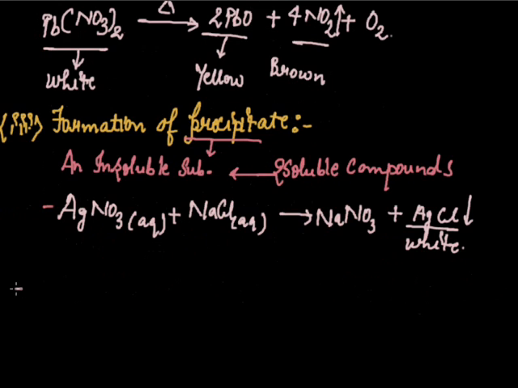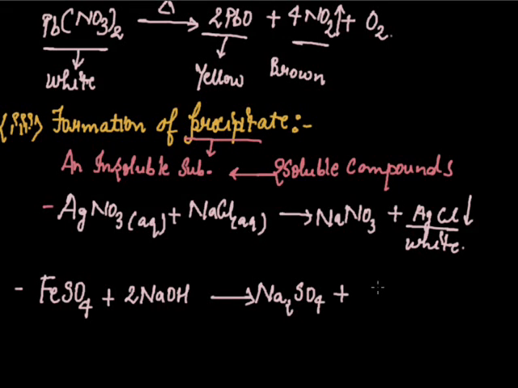If we see another reaction, ferrous sulfate reacts with sodium hydroxide to form sodium sulfate plus ferrous hydroxide. A green colored precipitate of ferrous hydroxide is obtained.